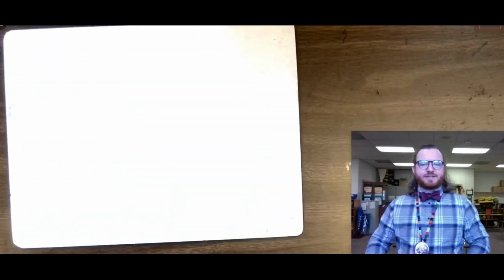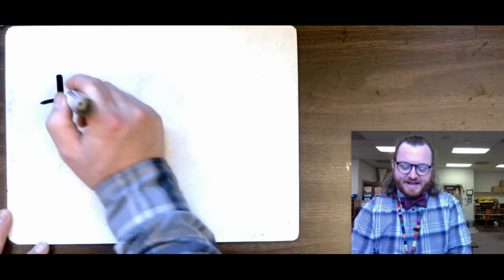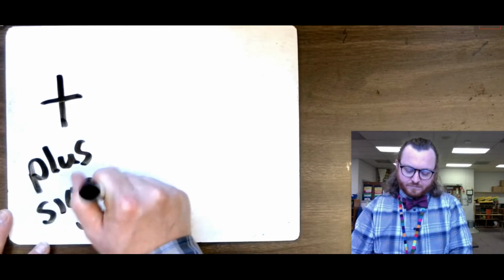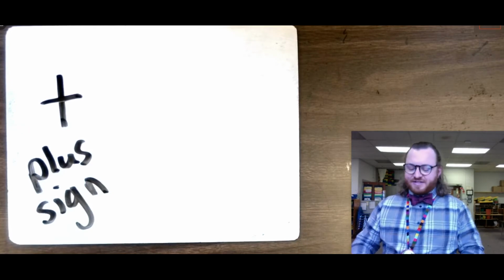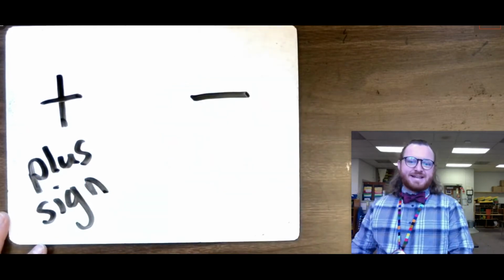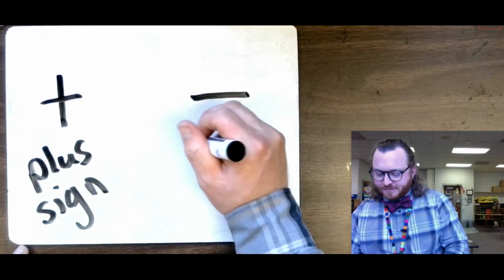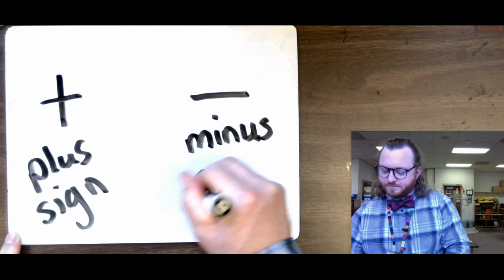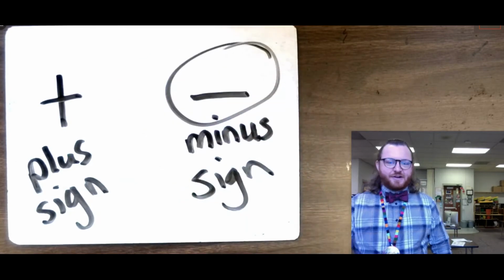Before we get started, there's a couple of mathematical symbols that you're going to need to know. When we do addition, you have something called a plus sign. That's a plus sign. But when we work on subtraction, there's something called a minus sign, and it looks like a mustache. It's called a minus sign. So today we'll be using that minus sign, all right?